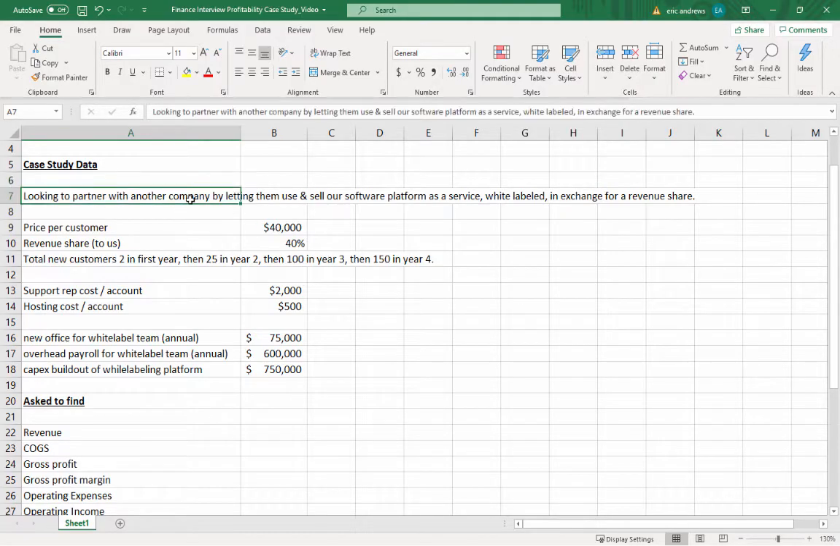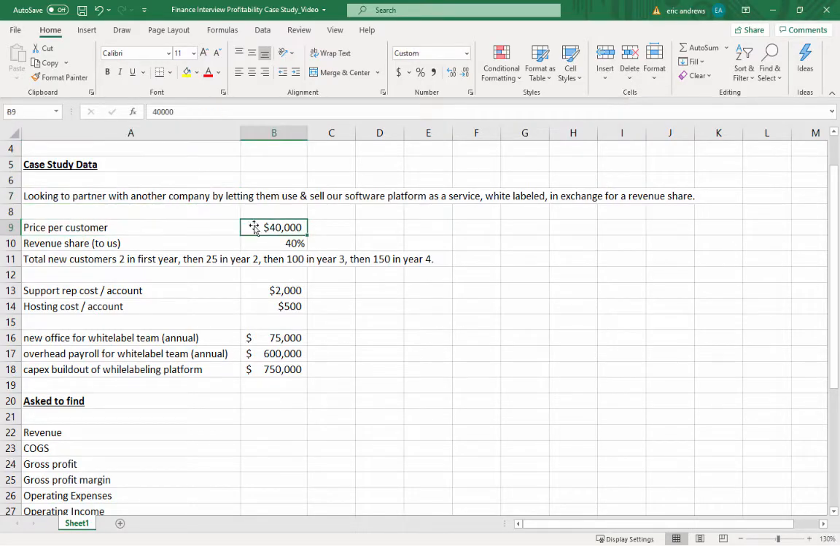So in this situation, we are a SaaS company. So we are some kind of software platform and we sell our platform as a service. We are considering a partnership with another company. They want to use our software platform, white label it, meaning take our name off of it, and then sell it to their clients. So basically use our technology but sell it. And then what we would ultimately do is have a revenue share between the two of us. And we're trying to figure out if we think that is an interesting proposal and if we should move forward with it.